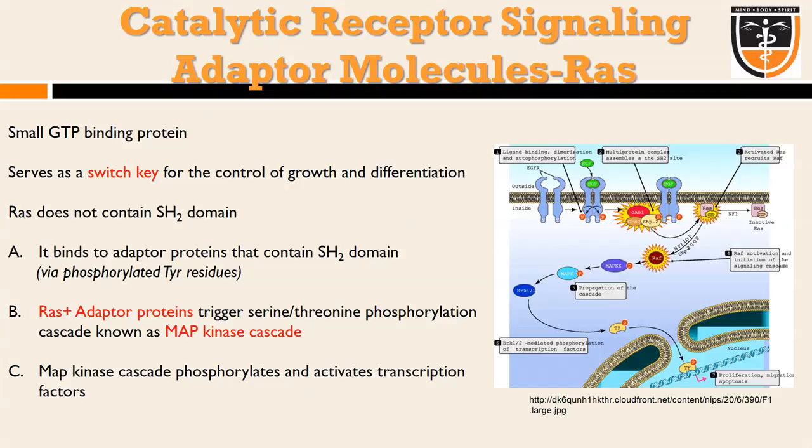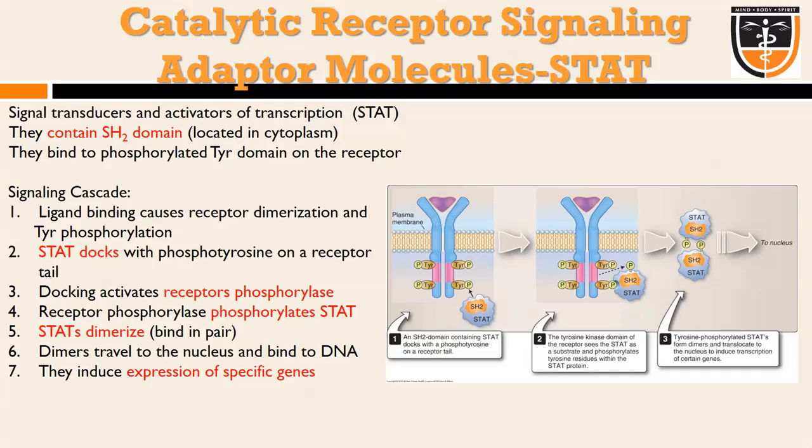So we have the adapter protein binding to phosphorylated tyrosine. Then, because it has an SH2 domain, you have RAS attaching to that adapter protein because RAS doesn't have an SH2 domain, and it gets activated and stimulates the MAP kinase pathway. So that is the importance of this process, and again, we talked about it in a previous lecture. Let's talk about another adapter molecule known as STATs. STAT means signal transducers and activators of transcription.